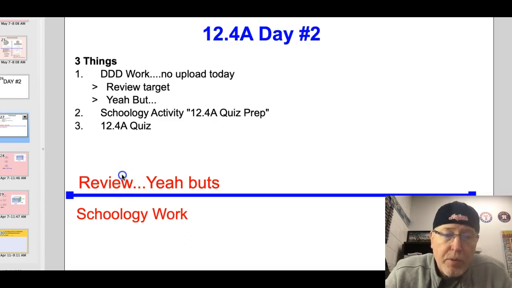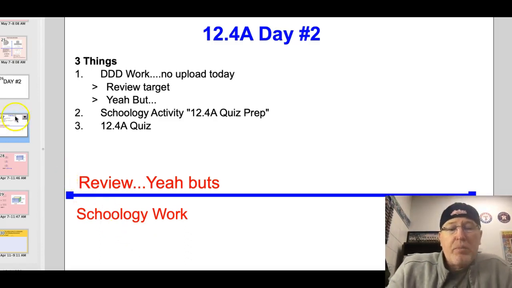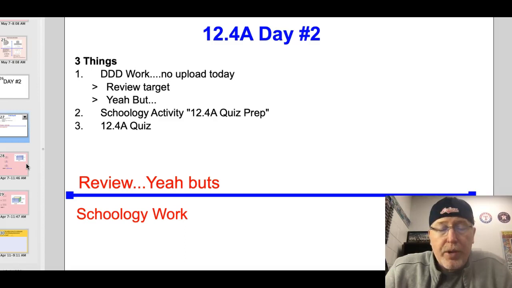So you can set up your paper with your review and your Yabbats on top, your Schoology work on the bottom. Again, I'd write down the Schoology work so that you have multiple attempts on that one. It's just nice to have your work and your answers so you don't have to redo it every time to get a better score if you don't like your score the first round.